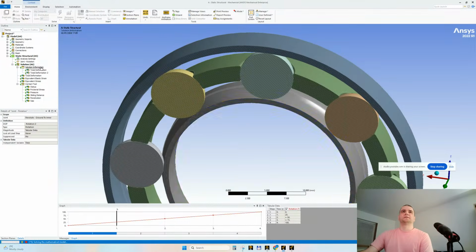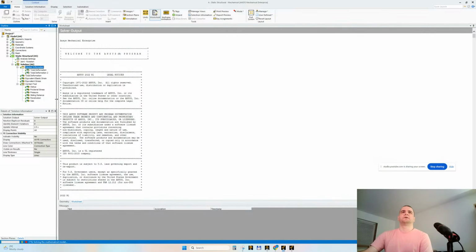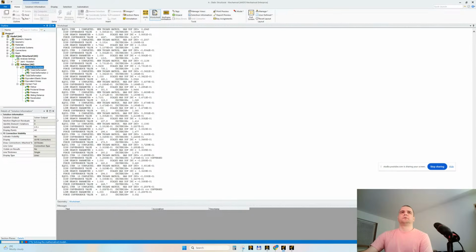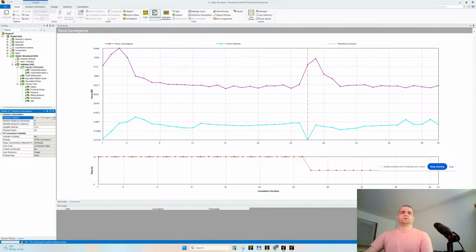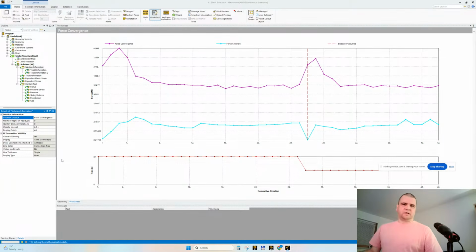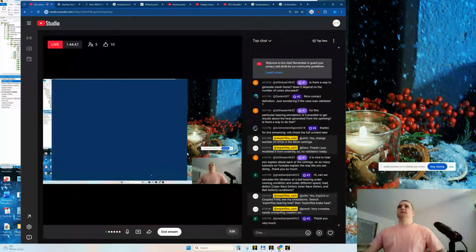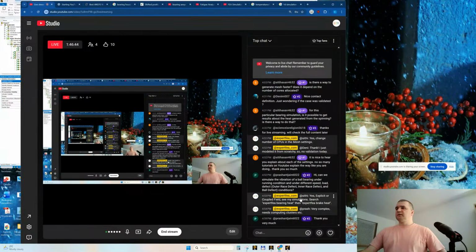Does it work? It does not seem to work. Come on, why are you not cooperating? All right, with just to touch, it does not work. We have too much gap between the balls and the other parts. Do you have something else?